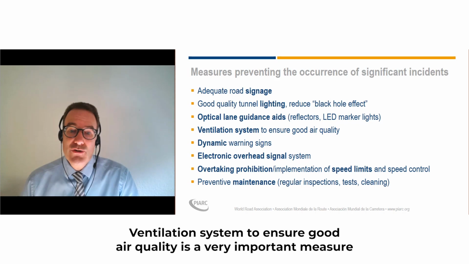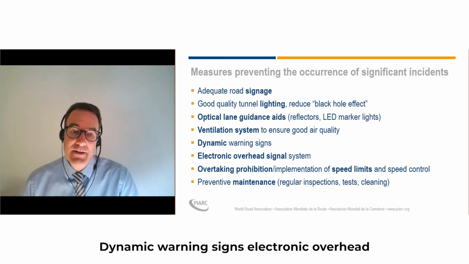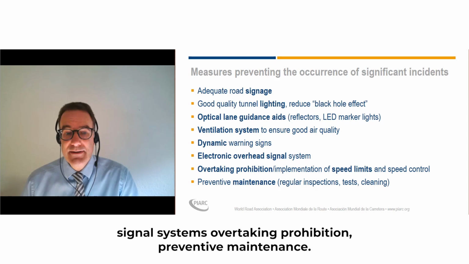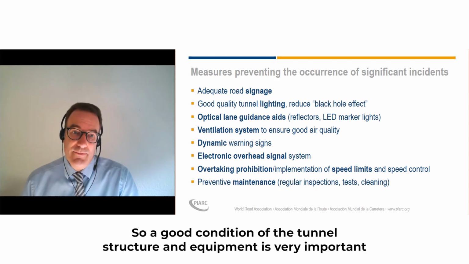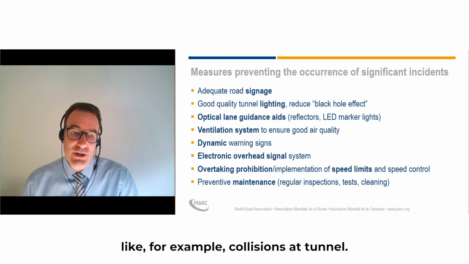Ventilation system to ensure good air quality is a very important measure in a confined space like a road tunnel. Dynamic warning signs, electronic overhead signal systems, overtaking prohibition, preventive maintenance. So a good condition of the tunnel structure and the equipment is very important to prevent the occurrence of significant incidents, like for example, collisions in a tunnel.